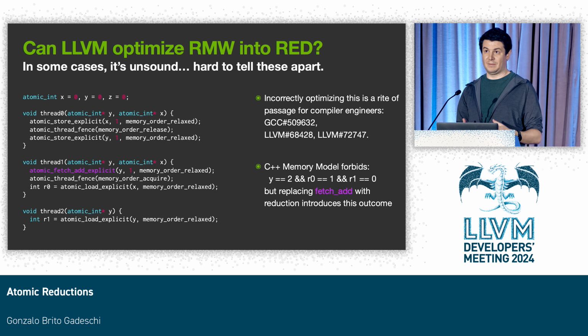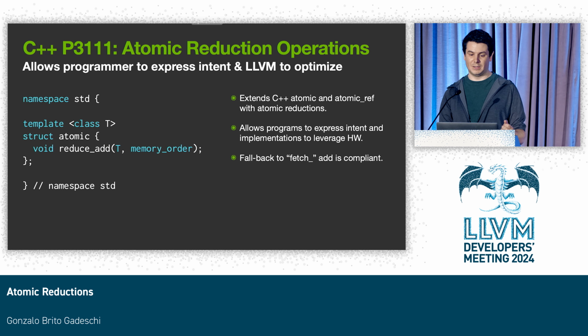But the problem that we have is that when we do that, we regress certain workloads in which those optimizations are correct. And it's really, really hard to tell apart the programs in which they are correct from the programs in which they aren't. So what are we doing about this?